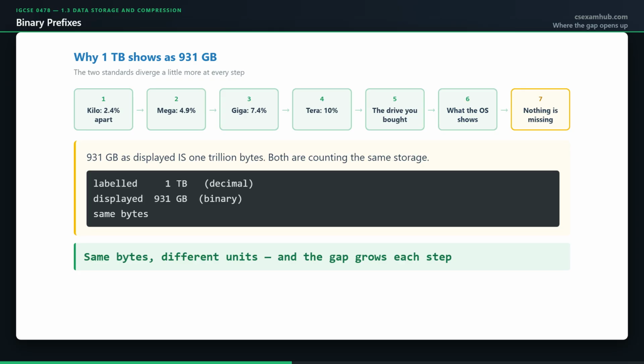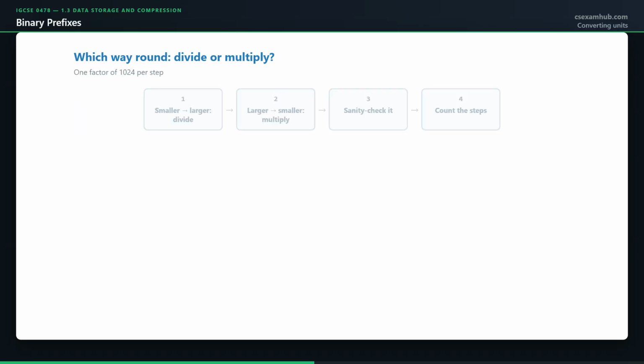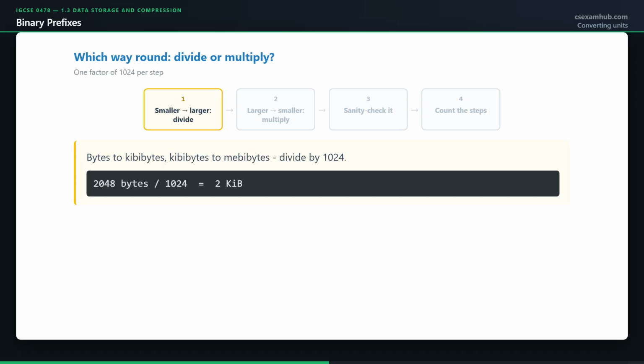Nothing is missing and nobody is lying. The two are counting the same bytes in different units, but the gap is real. It grows at every step, and it is why the IEC names exist at all. Converting between units is a two-part rule, and it is worth stating in the form that stops you going the wrong way. Going from a smaller unit to a larger one, bytes to kibibytes to mebibytes, you divide by 1,024. Going from larger to smaller, you multiply.